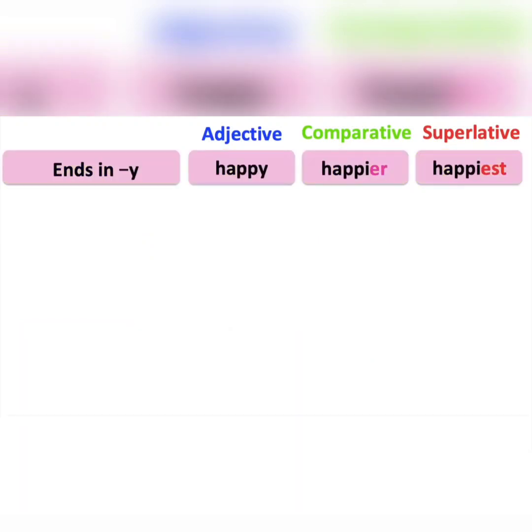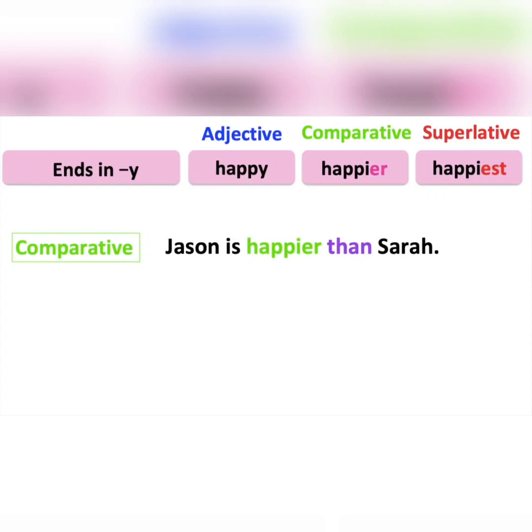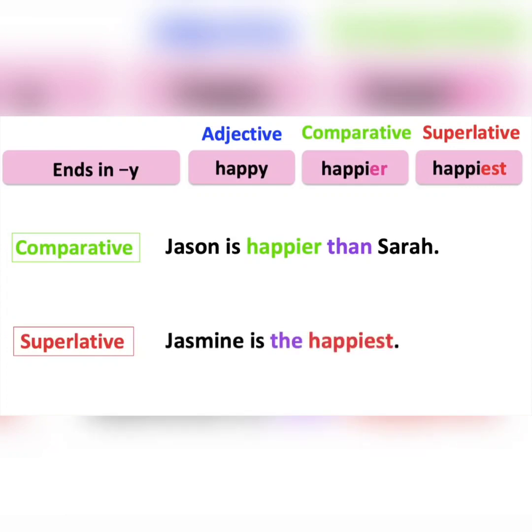For two-syllable adjectives ending in the letter Y, we remove the letter Y and add I before the ending er or est. For example, Jason is happier than Sarah. Jasmine is the happiest.